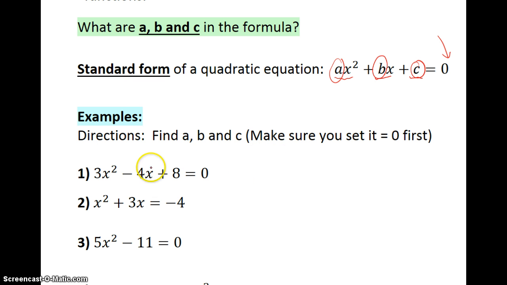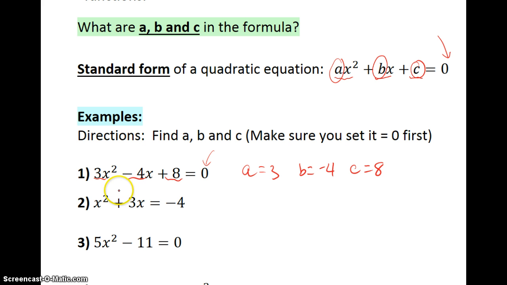The first thing you have to do is make sure the equation equals 0. So for number 1, we have that. We're going to look for what's in front of x squared, and that would be our a. So a is 3. Then we look for what's in front of x, and that's -4. The negative does go with it. And then we look for the constant, and that's c. So as long as it's set equal to 0 and it's in standard form, we can just look at it and pick out a, b, and c.